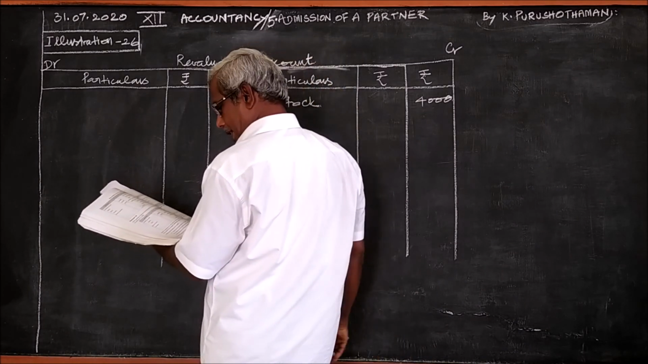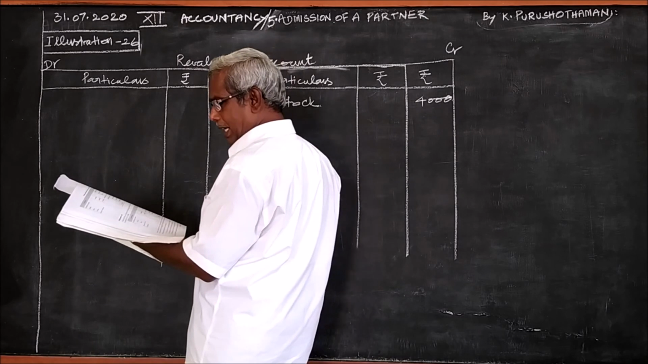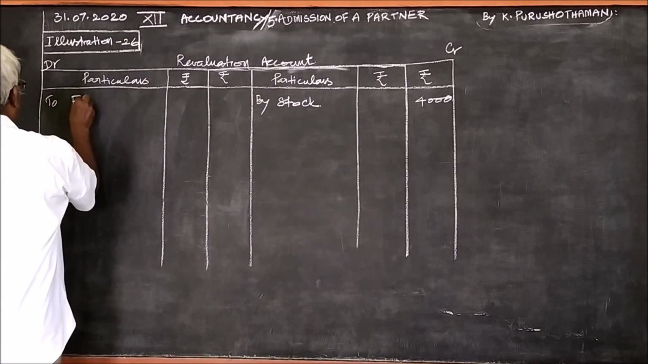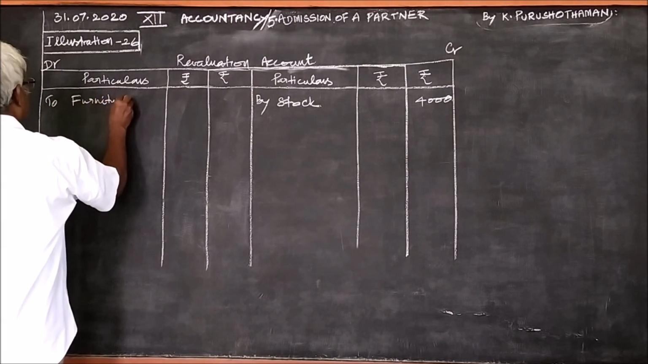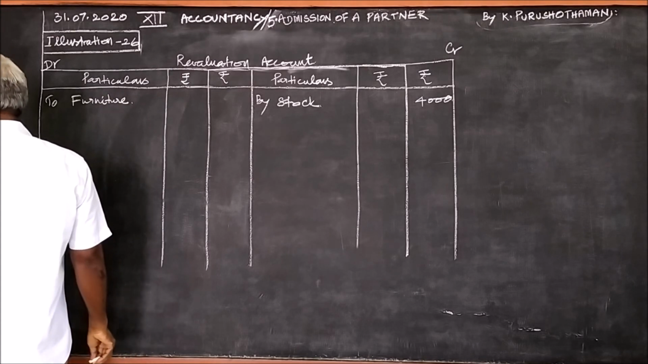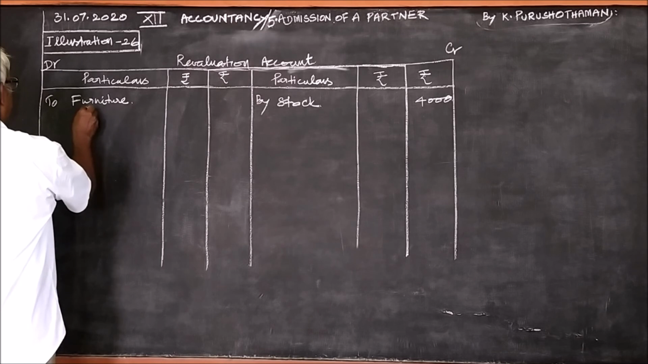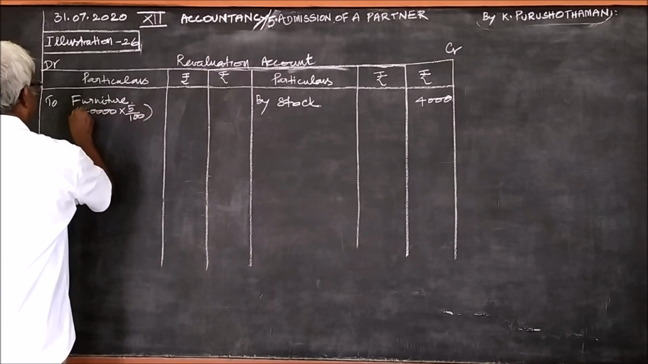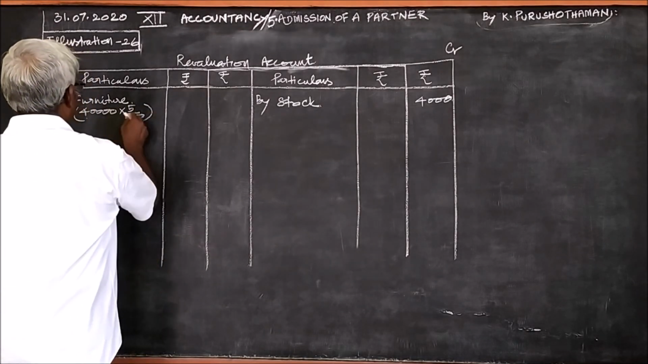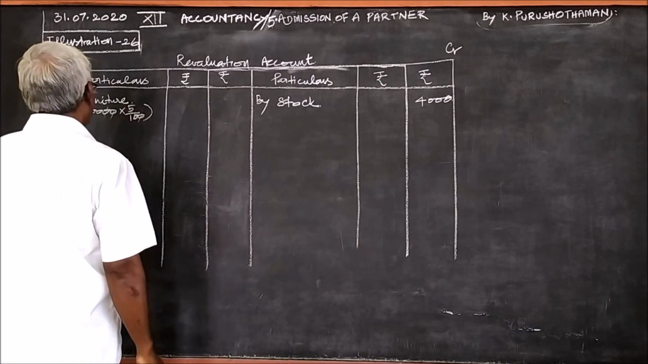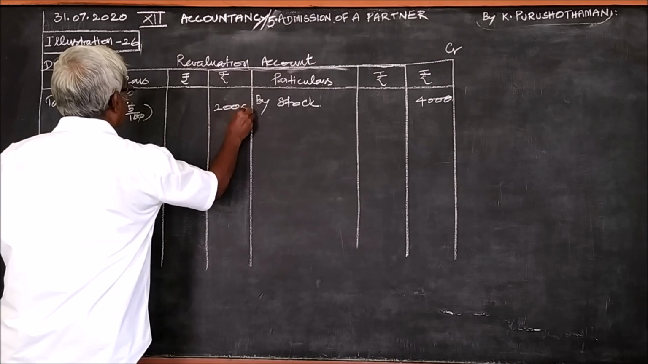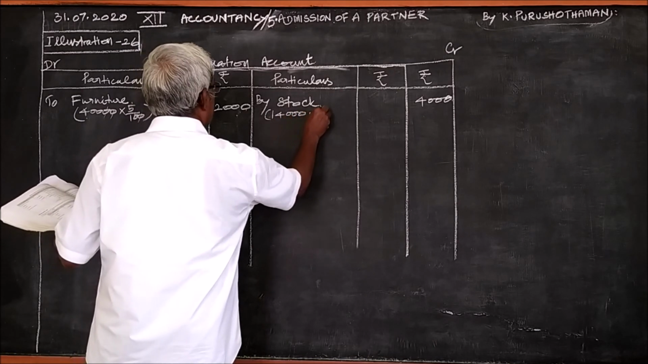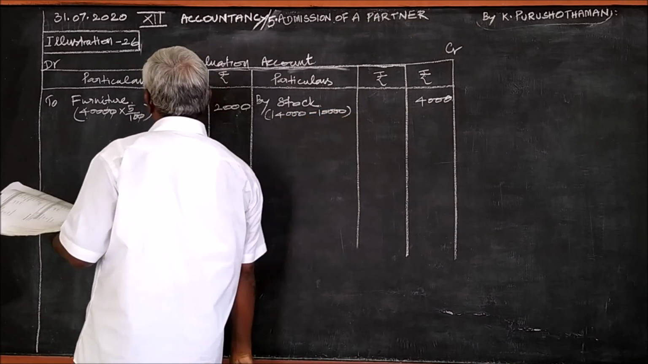Okay. Then the second item, furniture is to be depreciated by 5%. It is depreciation. Therefore, it is a loss item to furniture. What percentage? 5%. What is the value of it? 40,000. So 40,000 into 5 by 100. How much is it? 2,000 rupees. Here also you can show 14,000 minus 10,000, that is 4,000.